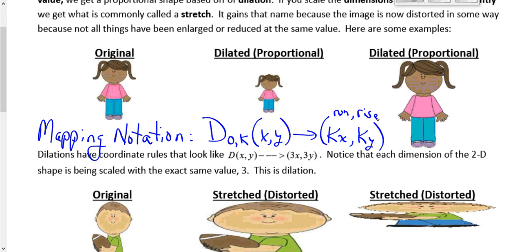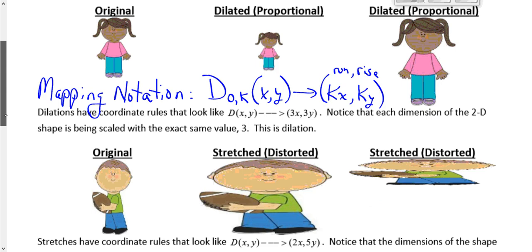And later we'll look at when the center's not 0, 0, so we have to do the rise and run from some other point. So it'll be something other than 0 plus 2 and y plus 2, okay? But if it's centered at the origin, it's real simple. Just take each point, multiply the x by k and the y by k, and you've got your new dilated point, okay?